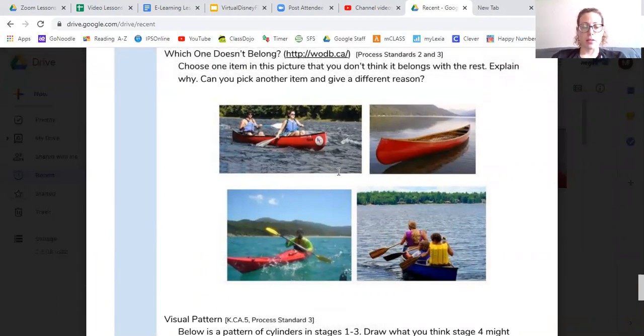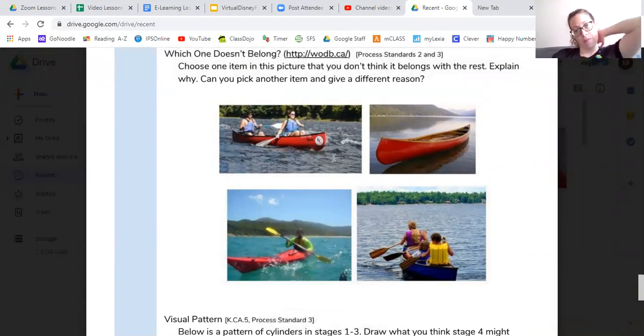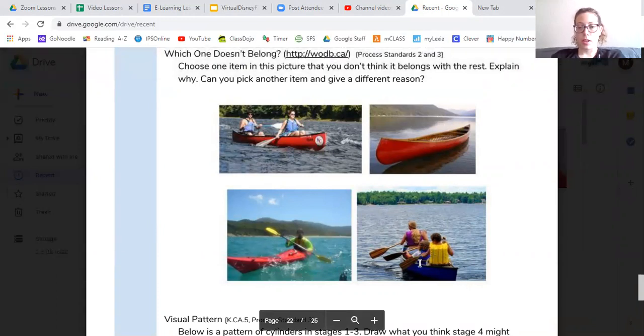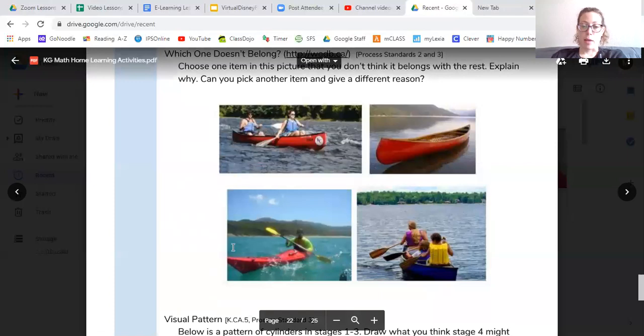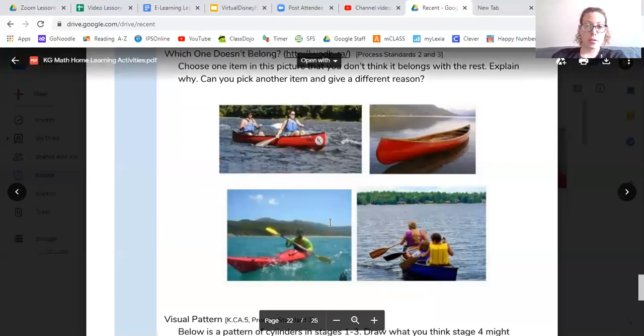They're in canoes, and this is a kayak, and there's different number of people in the boats. So that's something you could say that's different. There's 2 here, no one here, 1 person, 1, 2, 3 people here. So that's something that's different. You could say this is a different type of boat. This is a kayak, and these are all canoes.